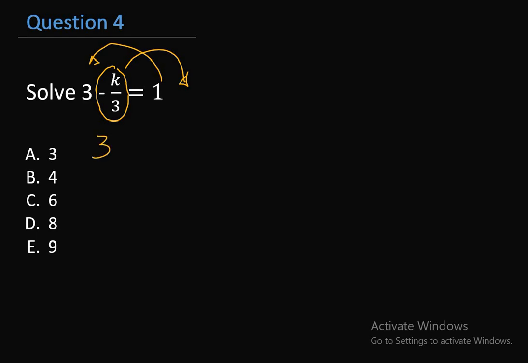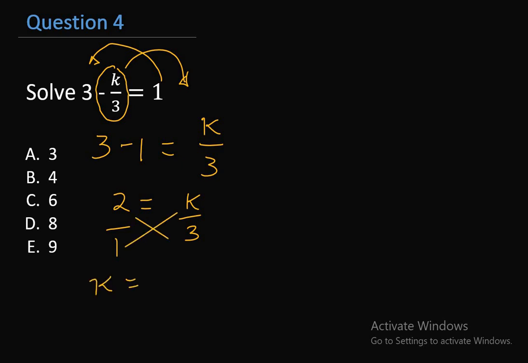As the 1 crosses the equal to sign, the 1 changes to minus 1 equal to, as the minus k over 3 crosses the equal to sign, the minus changes to a positive, which is just k over 3. So 3 minus 1, 2, equal to k over 3. This is the same thing as 2 over 1. We cross multiply. K times 1 is k. 2 times 3 is 6. So the right answer is option C.